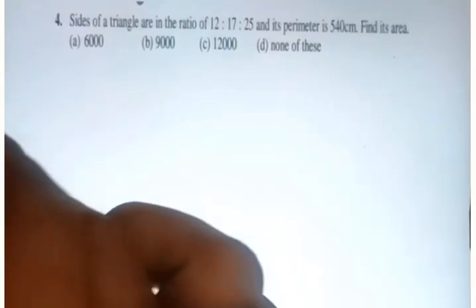The question number 4, it is given sides of a triangle are in the ratio 12 is to 17 is to 25. And also the perimeter is 540 centimeter. Find its area. It's exactly like the question number 1.